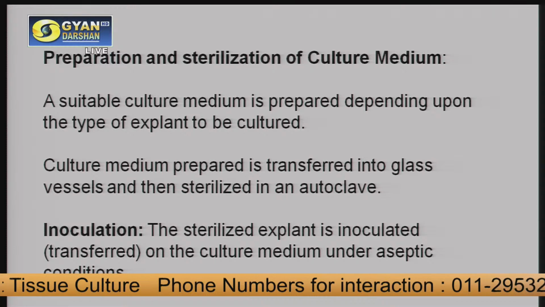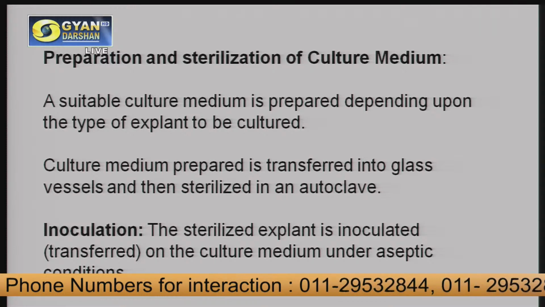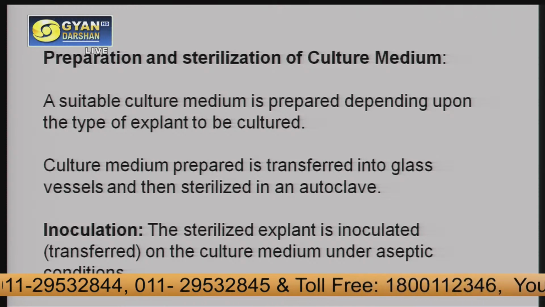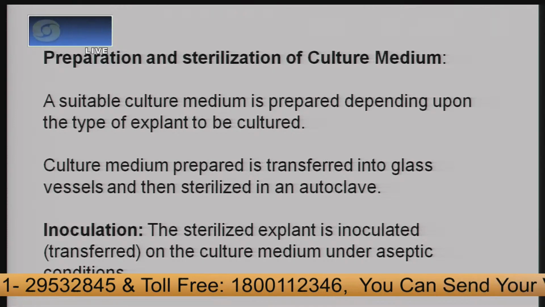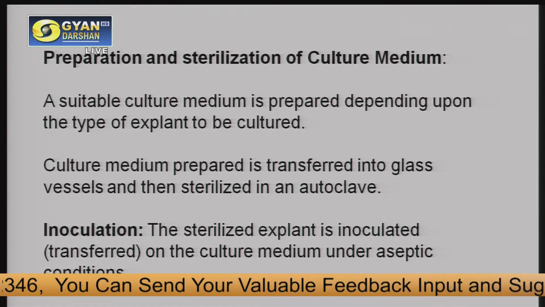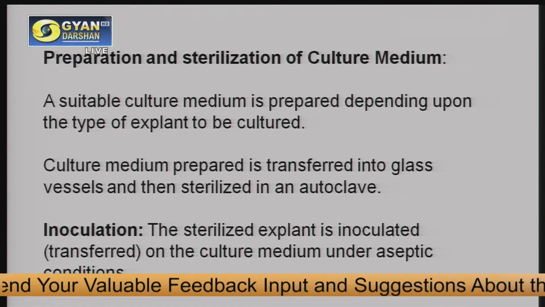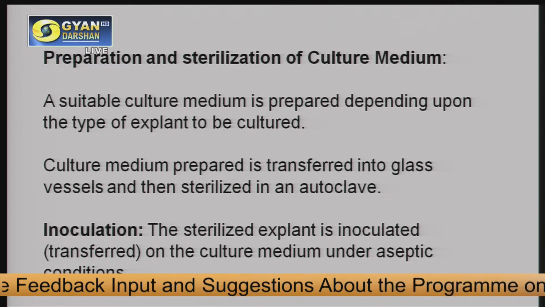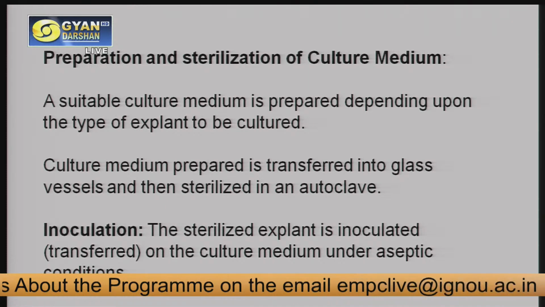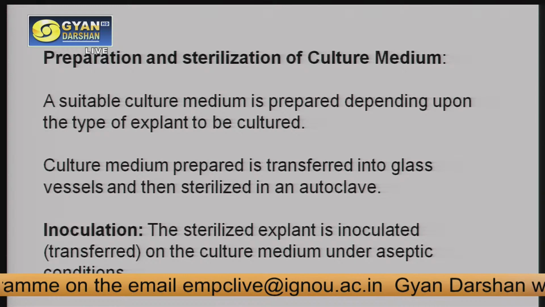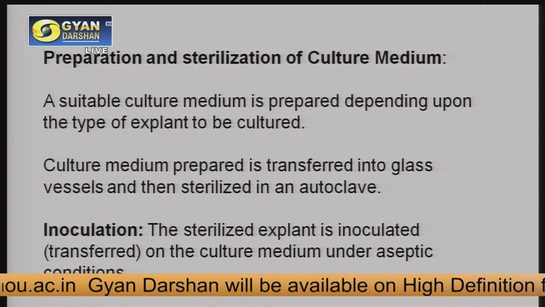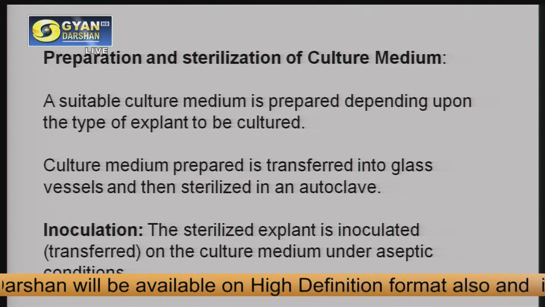A suitable culture medium is prepared depending upon the type of the explant to be cultured. You have a composition, the components that you need to add for the preparation of the culture medium, and then you pour that culture medium into glass plates or culture tubes, and then you sterilize it. How will you sterilize it? You put it in the autoclave. You autoclave it for, let's say, 15 minutes. That is the standard procedure of autoclaving. We normally follow it here.